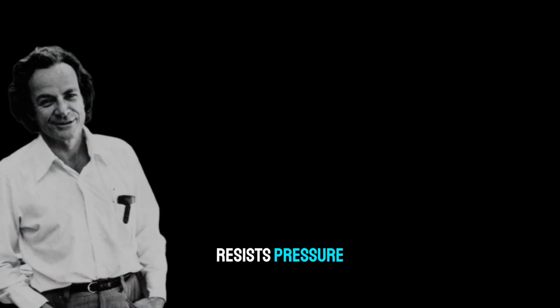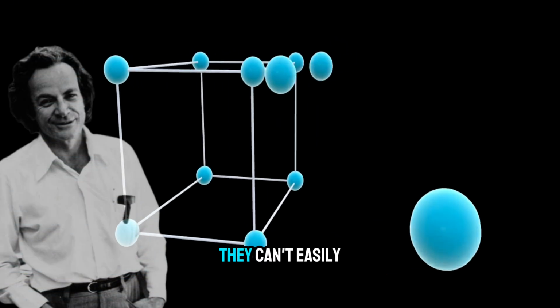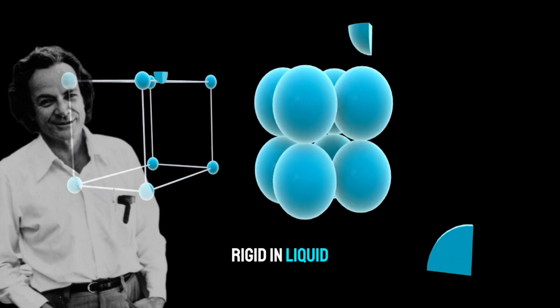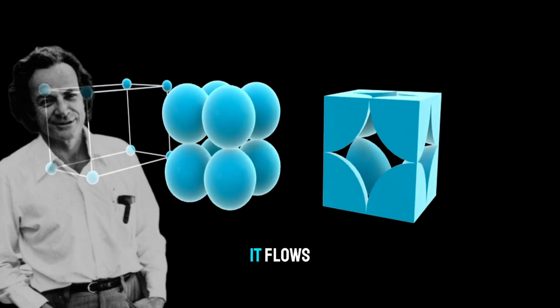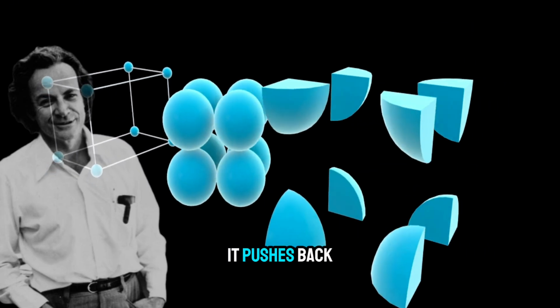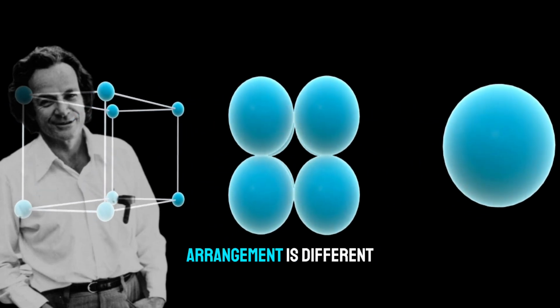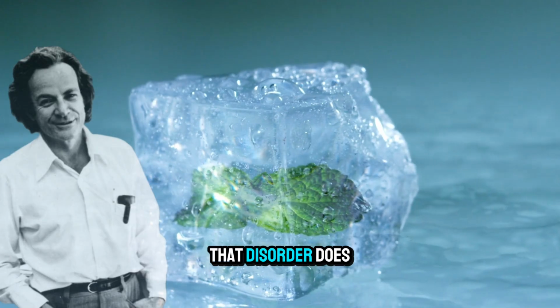And the reason ice feels hard, the reason it resists pressure, is because the molecules are locked in a crystal lattice. They can't easily move out of position. The structure is rigid. In liquid water, molecules can slide past each other. Push on water, it flows. Push on ice, it pushes back. Not because ice is a fundamentally different substance, but because the arrangement is different. Order resists deformation in a way that disorder does not.